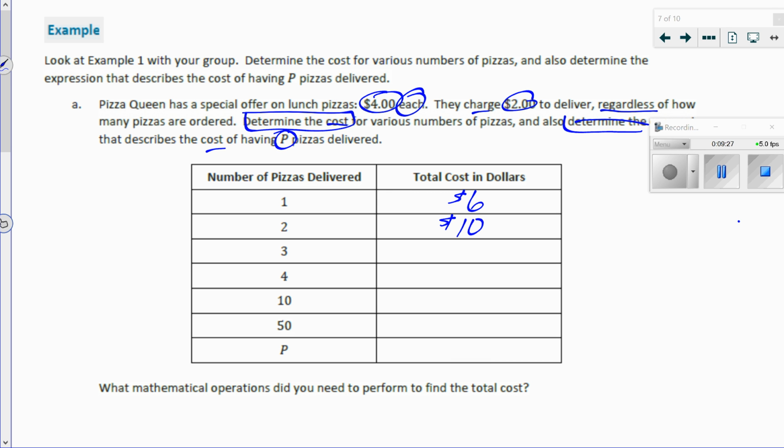If I order 3 pizzas, how much does that cost me? Plus a delivery cost of $2 means it's a total of 14. Are you seeing the pattern? So for 4, it would now be what? 18. If I had 10 pizzas it would cost me $40 plus the delivery, 42. If I had 50 pizzas, how much would that cost me?